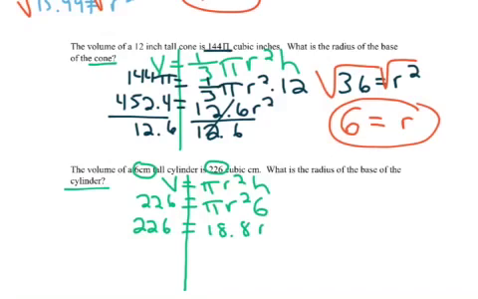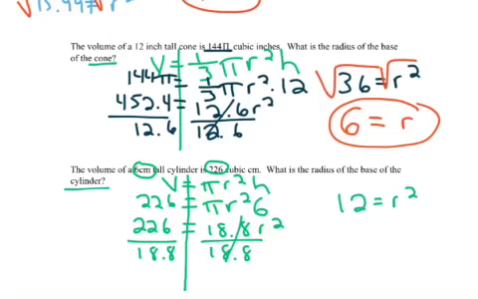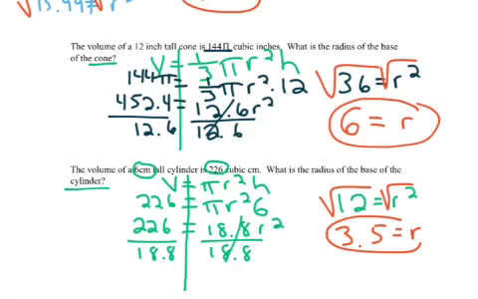18.8 r squared. The opposite of multiplying is dividing by 18.8. Those would cancel out, and roughly we would have 12 is equal to r squared. Well, remember, you can never have r squared. You want it just to be r. So the opposite of squaring is to take the square root, and the square root of 12 is roughly 3.5. So 3.5 centimeters is my radius.